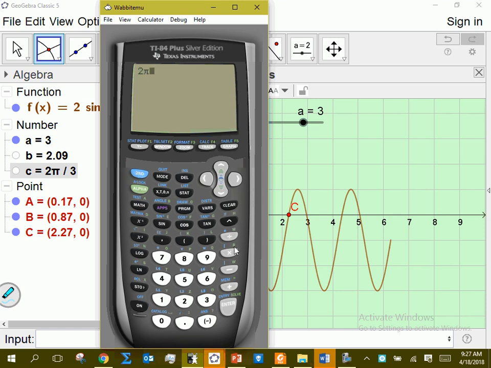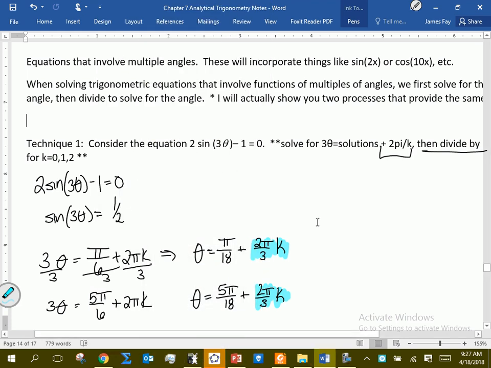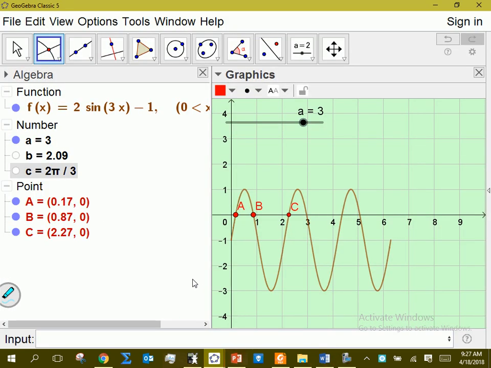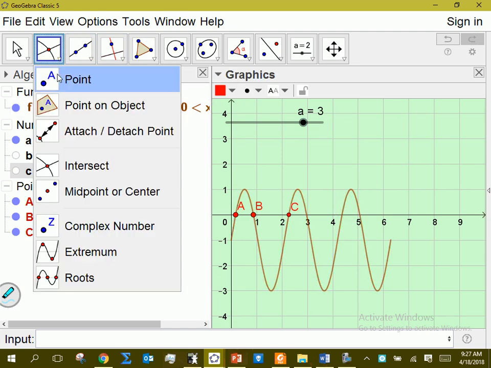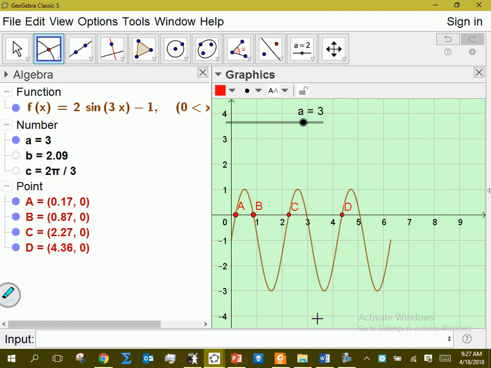2 pi divided by 3 is 2.09. And that 2 pi over 3, was that algebraically generated right here? Does that make sense? Now, if I let this k be what we call an index, which is allowing me to basically say, when k is 1, that's going to produce that point C. When k is 2, it's going to produce that point D.